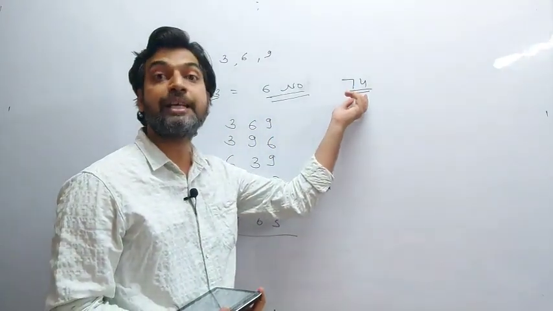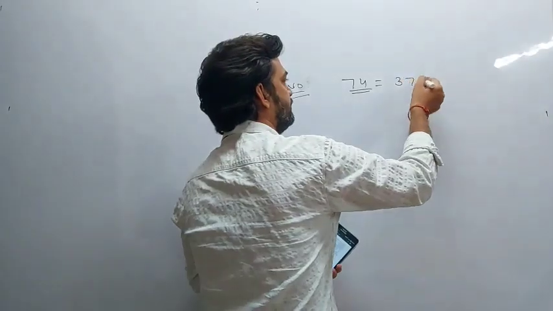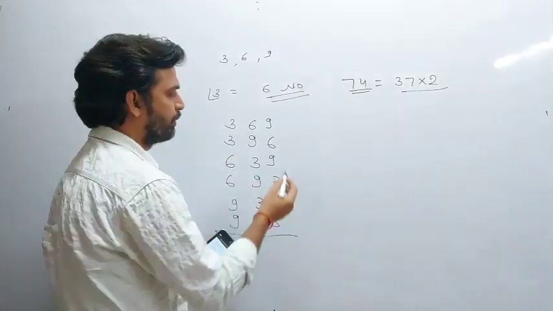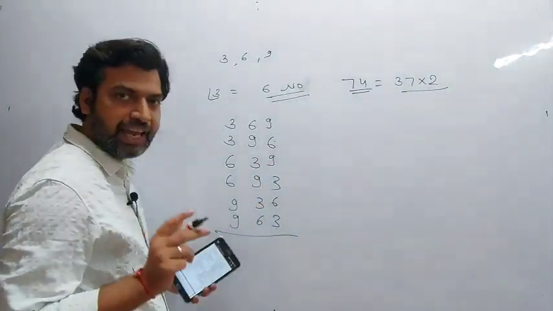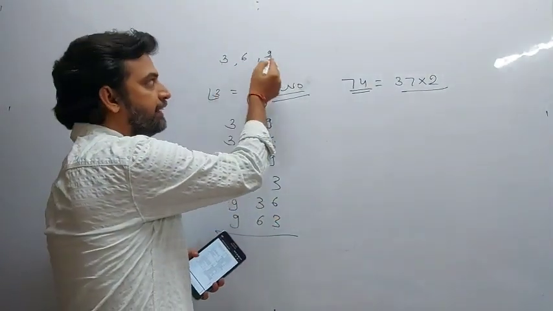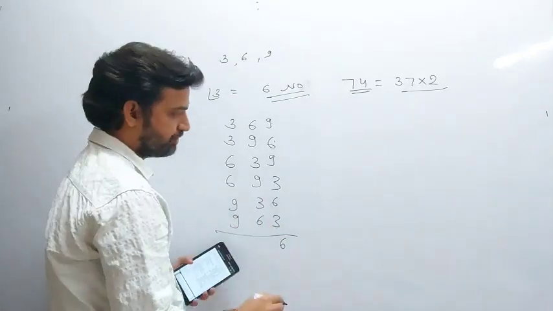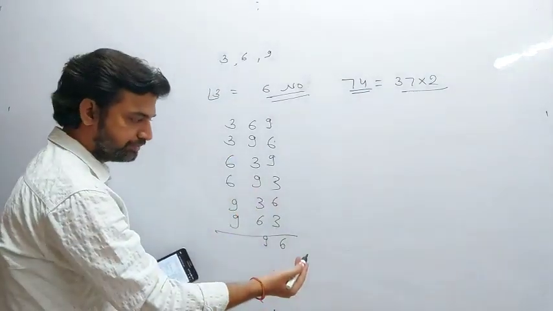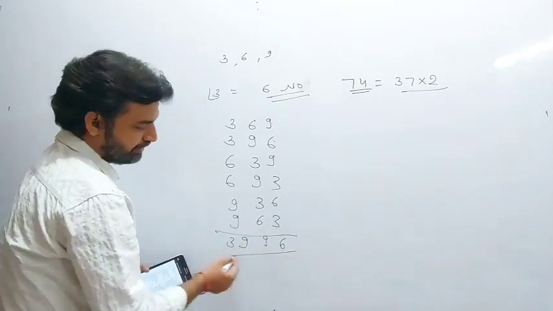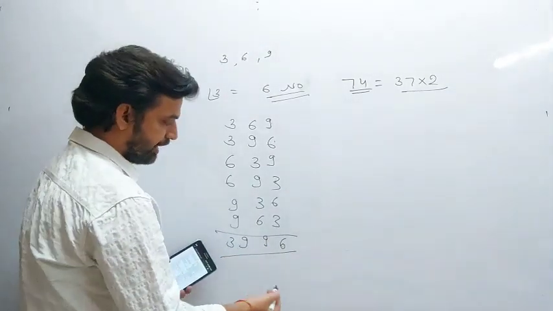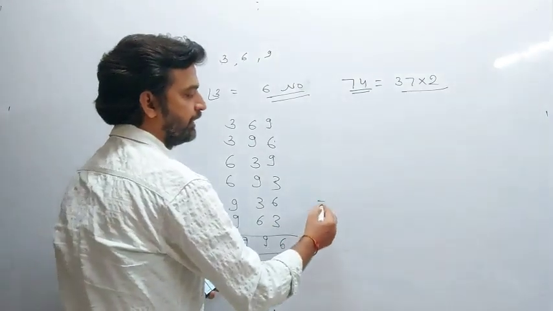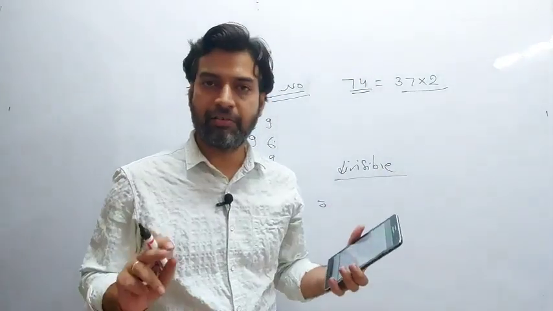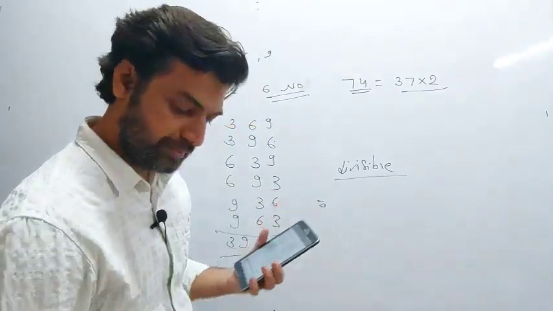Now we need to check divisibility by 74. 74 means 37 into 2. We'll just add the numbers. Every digit appears twice in each place: 9, 9, 6, 6 and 3, 3. So 6 plus 3 plus 9, 9, 18, 18 makes 36, so 6 and carry 3; 36 plus 3 is 39, so 9 and carry 3; 36 plus 3 is 39. This is the number, 3996. Obviously this is divisible by 2 also, and when we divide it by 74, we find that it is divisible. You can do that. So both the statements are right. The answer is: both 1 and 2 are right. Clear?